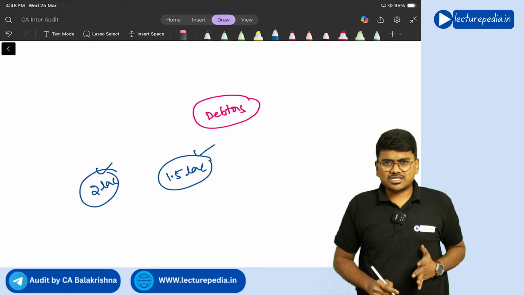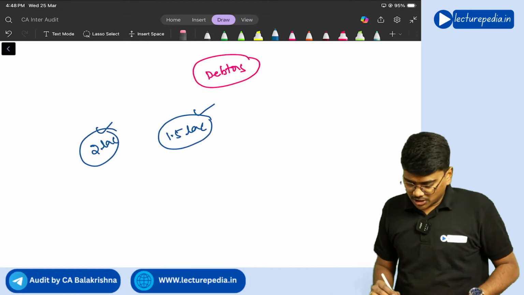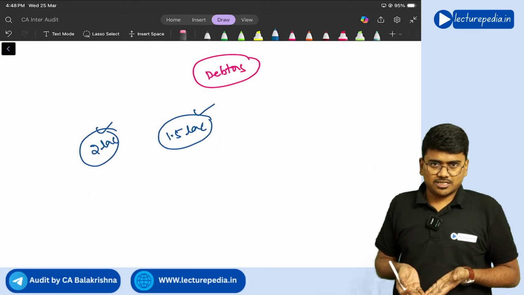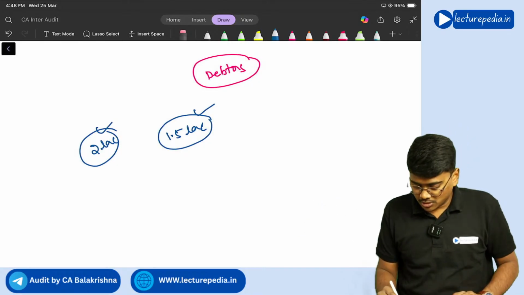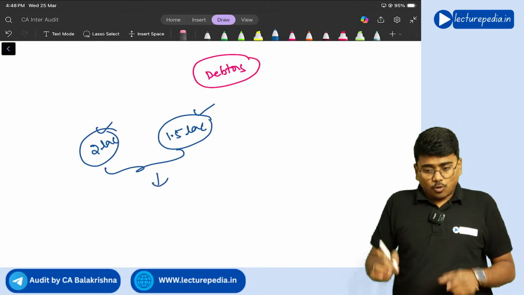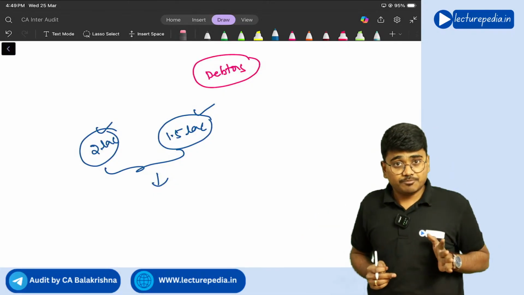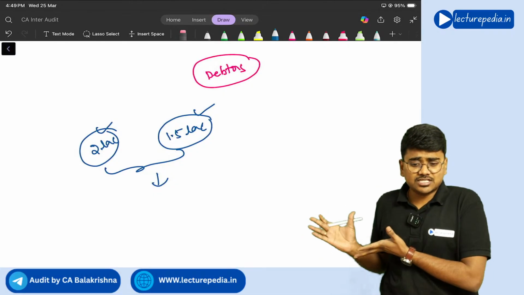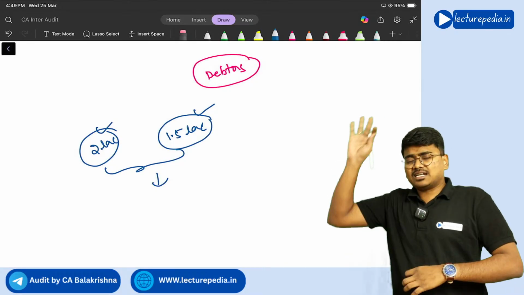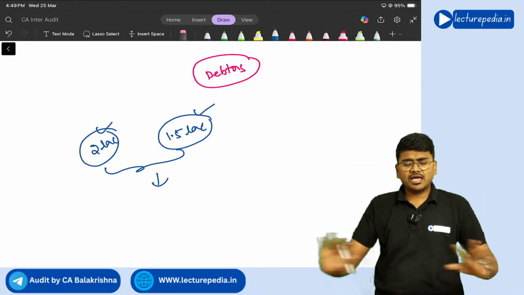Now, in this situation, it becomes the duty of the article assistant who has sent the external confirmation to dig deeper into why this difference has occurred. He needs to further investigate, right? Yes, any article assistant has to do that. But this article assistant, what he has done is, he has done nothing.